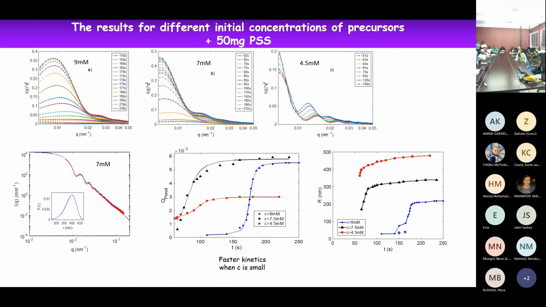And if you look at the evolution of the radius as a function of time, you can see that in the case of the 9 millimolar, you end up with a radius of 200 nanometers. And you start at something of the order of 25 nanometers. And in this region, you have a mixture of two types of radii. It means that you have some pre-clusters forming, and those pre-clusters transform into big particles after a while. Okay?